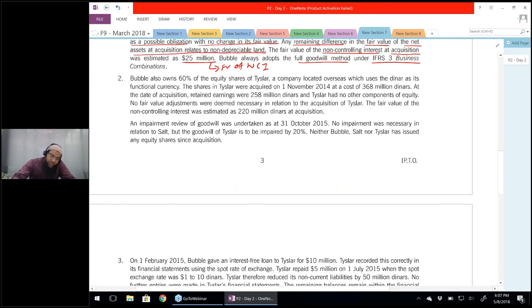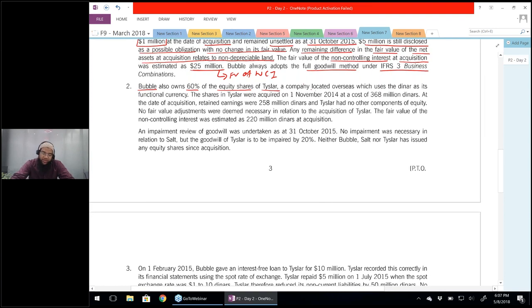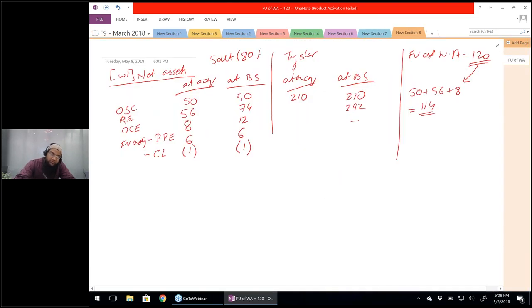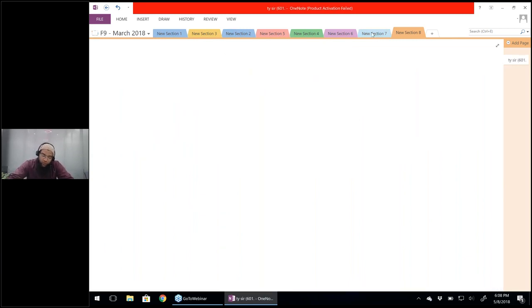Okay, now let's read adjustment number 2, where the question says that Bubble also owns 60% of the equity shares of T, a company located overseas. So we were having 80% shares in the direct subsidiary and 60% shares in the foreign subsidiary. So let's write it down that we are having 80% shares in the subsidiary Salt and 60% shares in the subsidiary T, so that it is easier for us to remember throughout the question.